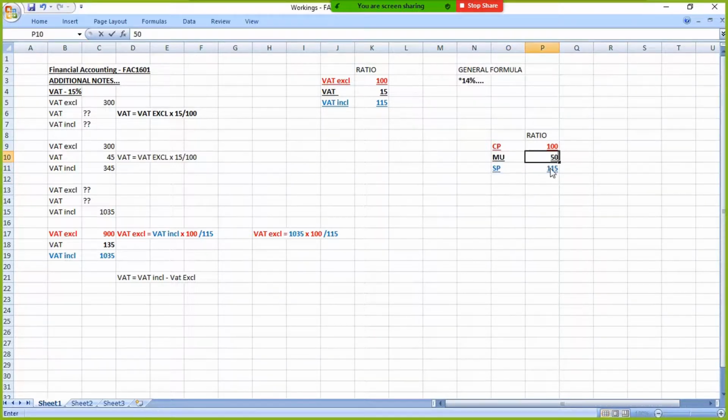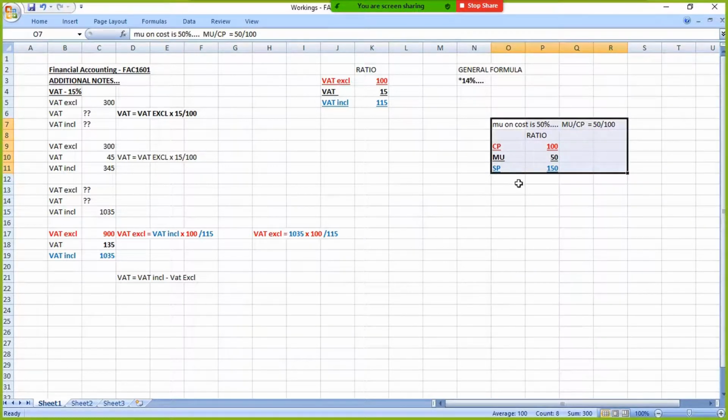Let's say the markup is 50%, and that'll be 150. It doesn't matter what the markup is. The markup can be anything. So if markup on cost is 50%, then it's markup over cost price, so it's 50 over 100. So the selling price would be 150. If I give you one of the amounts, you can work out the other amount. That's not so important for 1601 because they don't often give you cost price, markup and selling. The VAT is probably more likely to come up because they've mentioned it here. But it's just a general formula.